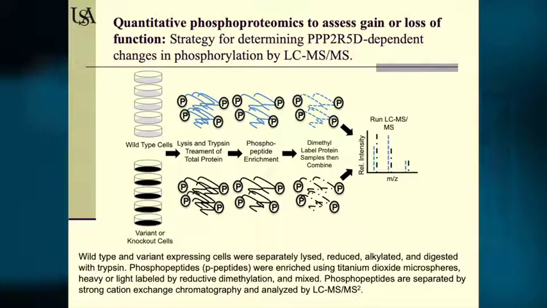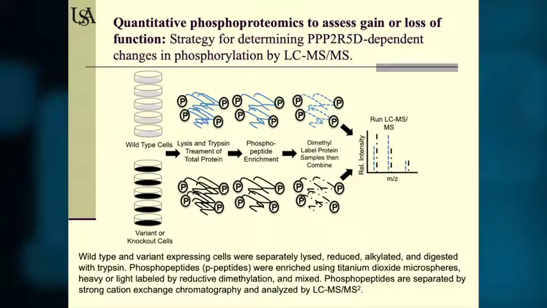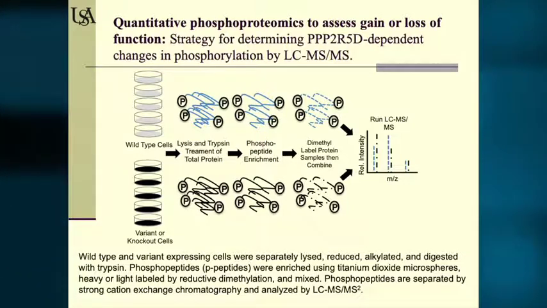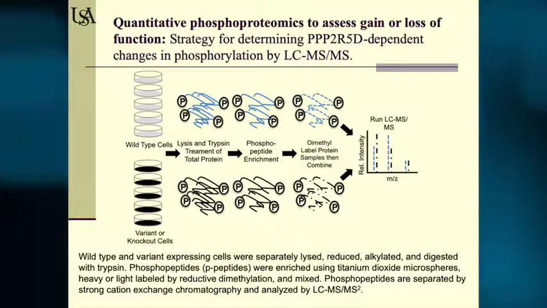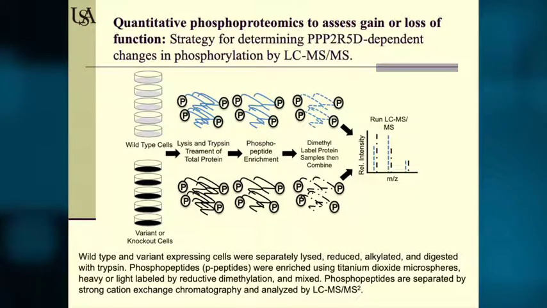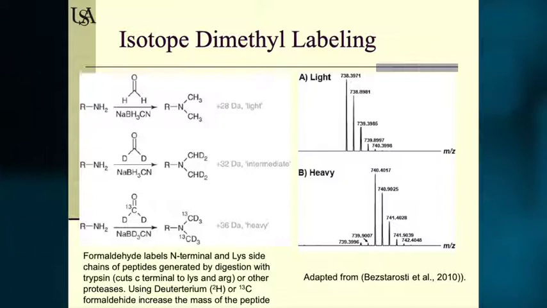The idea is we simply take the cells, we get 4 or 5 biological replicates of each, you cut them up into peptides, you enrich for phosphopeptides, and then you heavy and light label them and mix them, and then you get mass spec analysis of everything at the same time. With the new machine, we can actually now do heavy, intermediate, and light labeling.